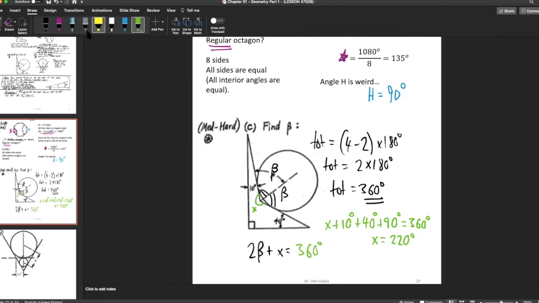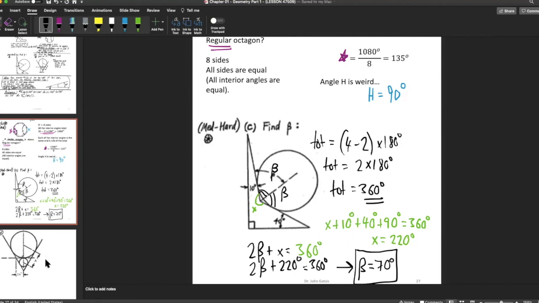So we can plug in all of the numbers that we have in the question. So we know what x is. So x is 220. And that equals 360. So I'll just state the answer for beta, which is 360 minus 220, which is 140. And then you divide by 2 to get 70. So there you have it. 2 algebraically oriented questions. Nothing too dangerous, hopefully.